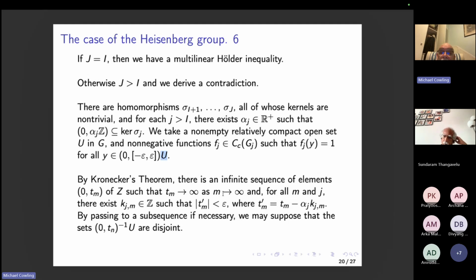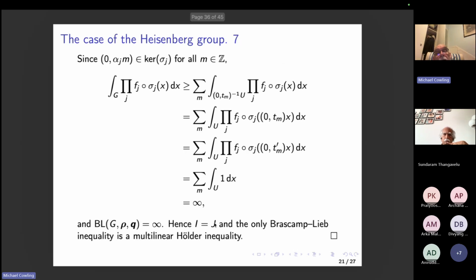0 Tm of Z, so Tm goes to infinity as m goes to infinity, and for all m and j, I can find an integer k, so that Tm primed, which is Tm minus some integer multiple of alpha j, is less than epsilon in size. And by passing to a subsequence, we can suppose that all these sets are disjoint. So now we write down our Brascamp-Lieb inequality. This is on the left-hand side.